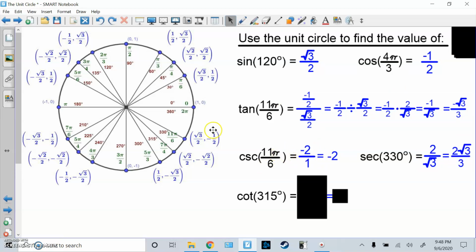Then cotangent of 315 is right here. Cotangent is the opposite of tangent. Instead of opposite over adjacent, which is y over x, it's going to be x over y. So it's going to be root 2 over 2 on top, divided by negative root 2 over 2 on bottom. The same thing divides itself as 1, but it's negative.